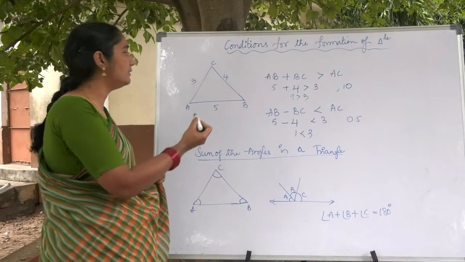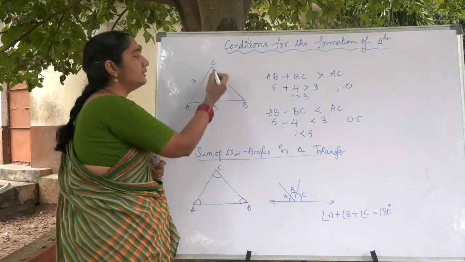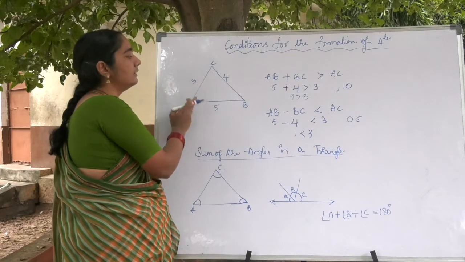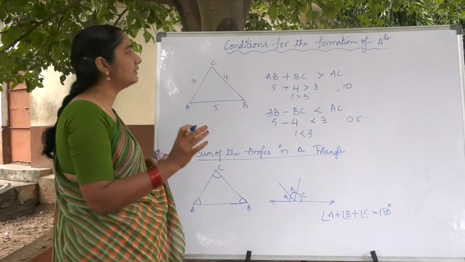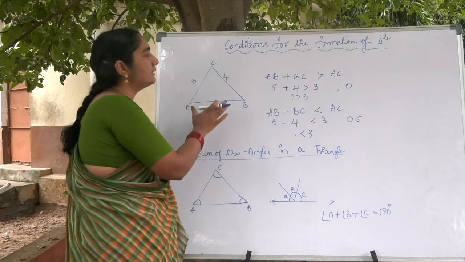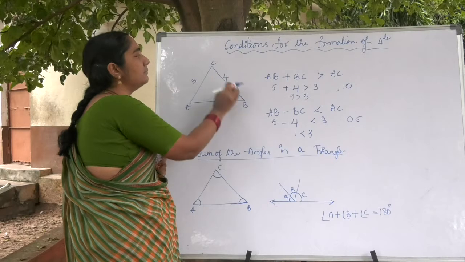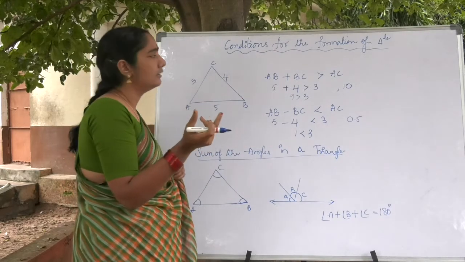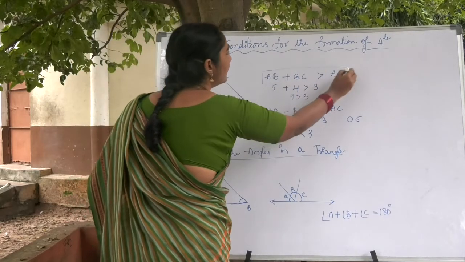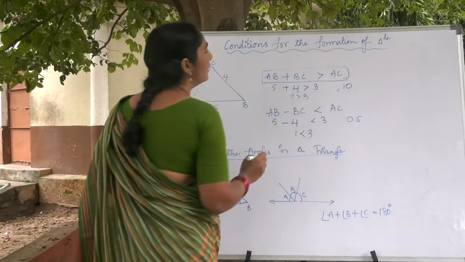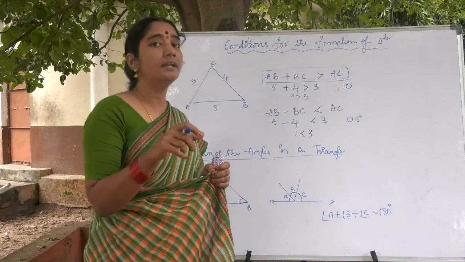Now, in this particular case, we are having a triangle. We have taken a triangle A, B, C. In this triangle A, B, C, we have taken the three sides: 5 units, 4 units and 3 units. Here, my dear friends, the condition number 1 is the sum of the two sides. The sum of the two sides means in this case AB plus BC. Any two sides we can take. The sum of the two sides must be greater than the third side.